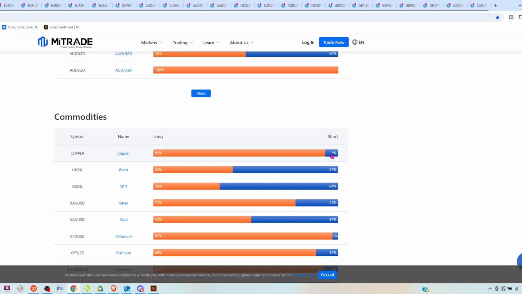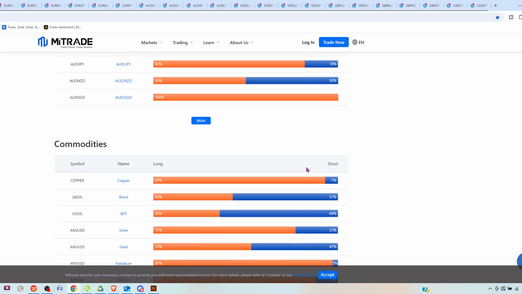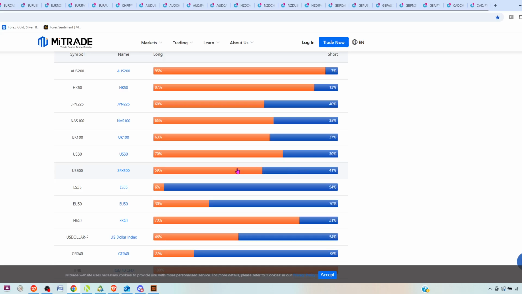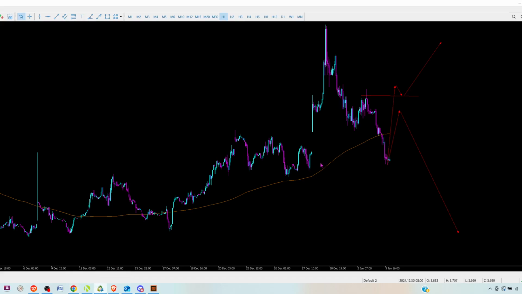Here's copper, 93.7. So that's why I'm looking for shorts in copper. 93% long, only 7% short. Again, contrarian, that means you want to look for shorts. And then for the German, this is the DAX, or the close, 22% long, 78% short, which is why I said I'm looking for longs here. So we're going to forget about natural gas right now.